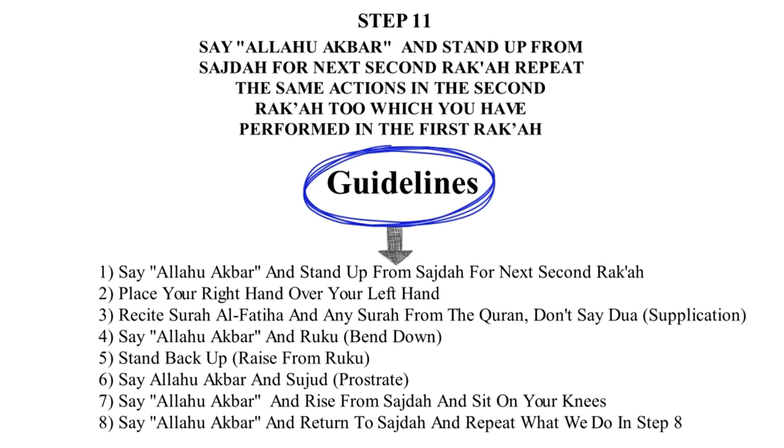4. Say Allahu Akbar and ruku, bend down. 5. Stand back up, raise from ruku. 6. Say Allahu Akbar and sujud, prostrate. 7. Say Allahu Akbar and rise from sajda and sit on your knees. 8. Say Allahu Akbar and return to sajda and repeat what we do in step 8.